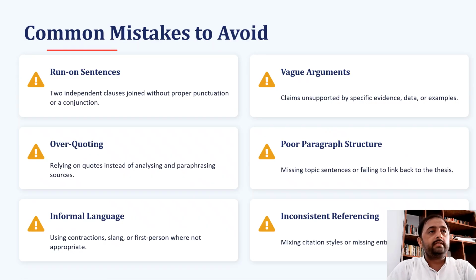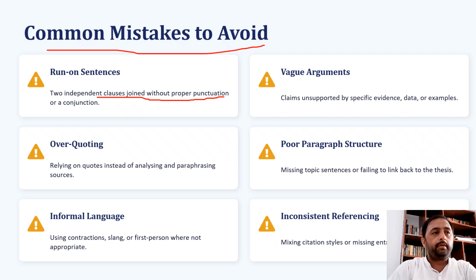So, common mistakes to avoid in academic writing. Run-on sentences: two independent clauses joined without proper punctuation or conjunction are called run-on sentences. Today, AI uses these sorts of sentences, so it's very important for you to analyze, and I recommend you use simple sentences. Don't write run-on sentences.